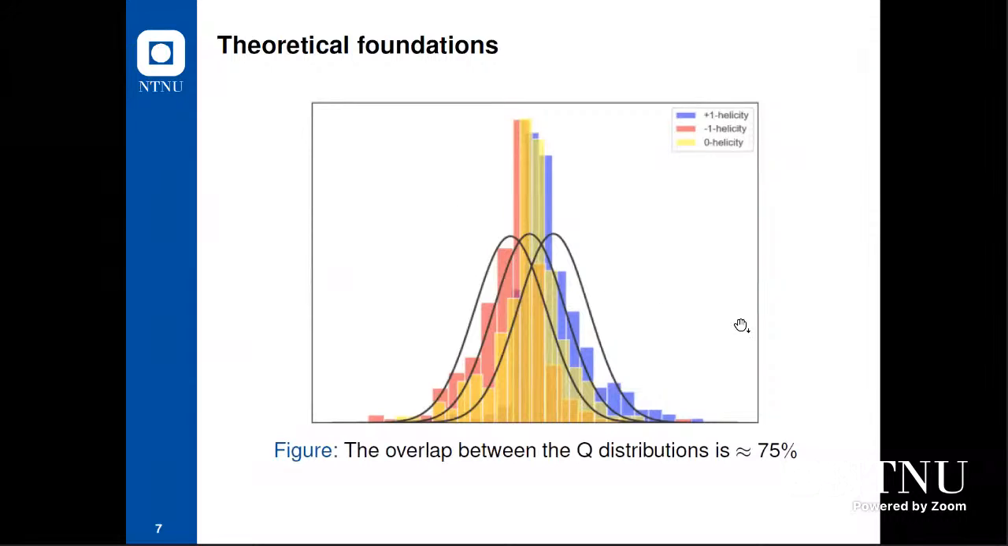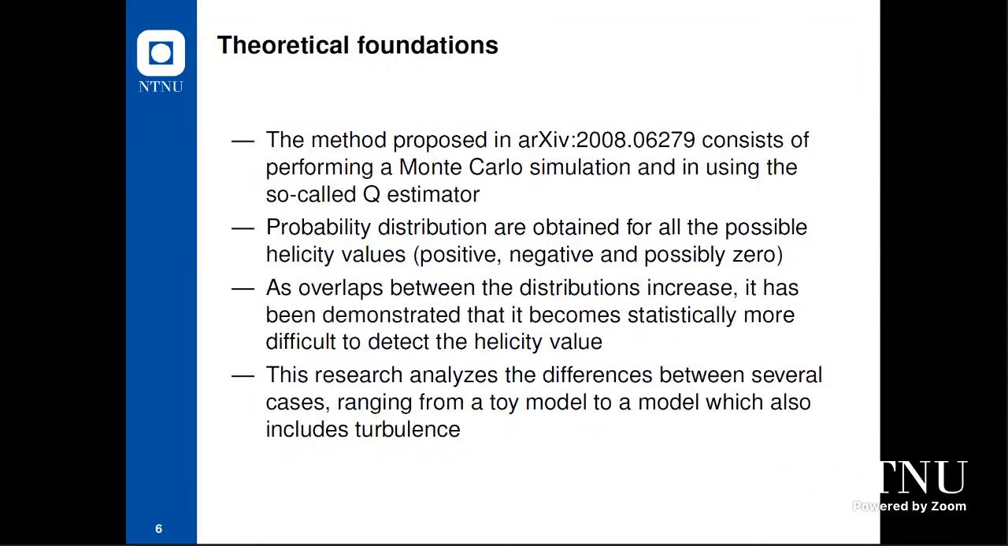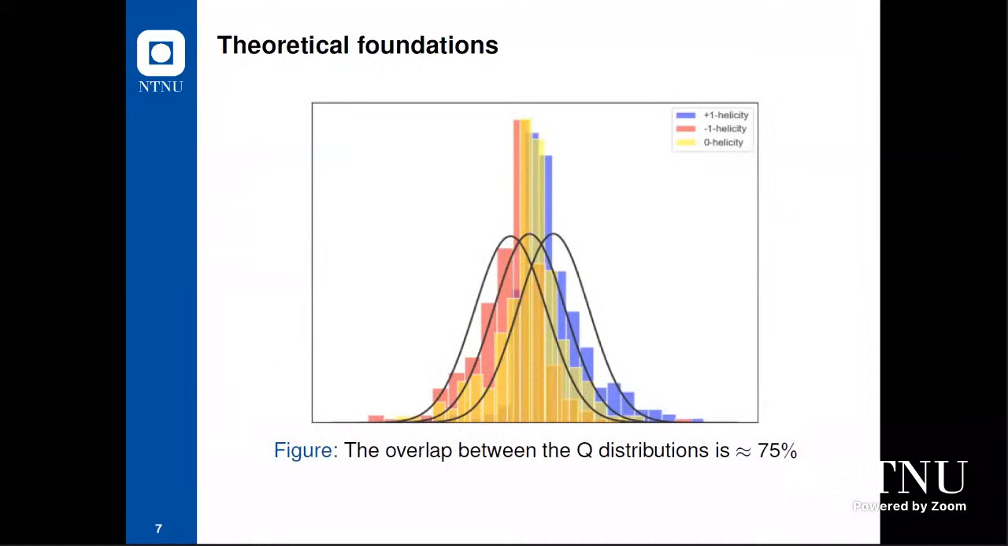That is this one. In this case, you can see that the blue bars correspond to a positive helicity, the red ones to a negative helicity, and the yellow one to zero helicity. So, for example, if we take 3 points at random, we apply the formula of the Q estimator, and this formula will give a value that is either +1, -1, or 0. And so we add this point to the plot.